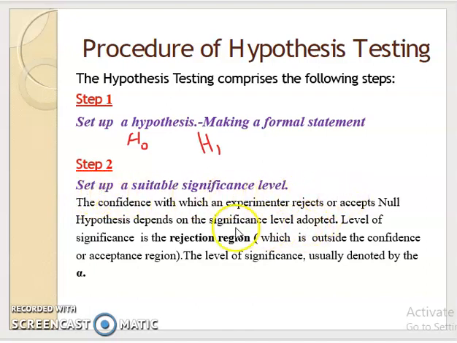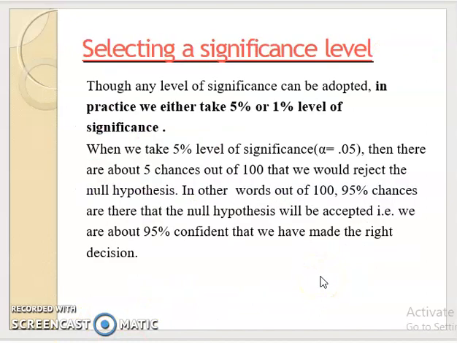That is the confidence with which an experiment accepts or rejects the null hypothesis. That is the level of significance in the significant region. It is denoted by the letter alpha. So actually the hypothesis is tested on a predetermined level of significance, represented by the letter alpha, and commonly used levels of significance are the 5% or the 1% level.